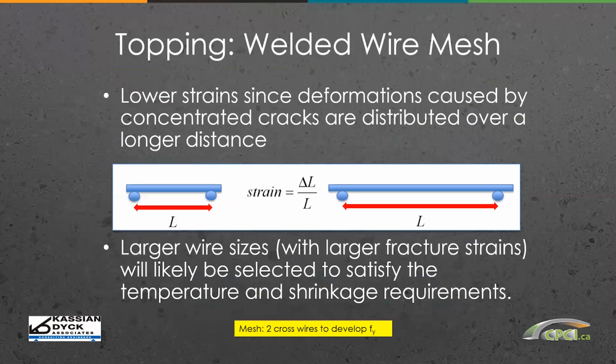I just wanted to note here too that even though I'm just showing one cross wire, as far as the strain elongation goes per CSA A23.3, you need 2 cross wires to develop the yield strength of mesh.